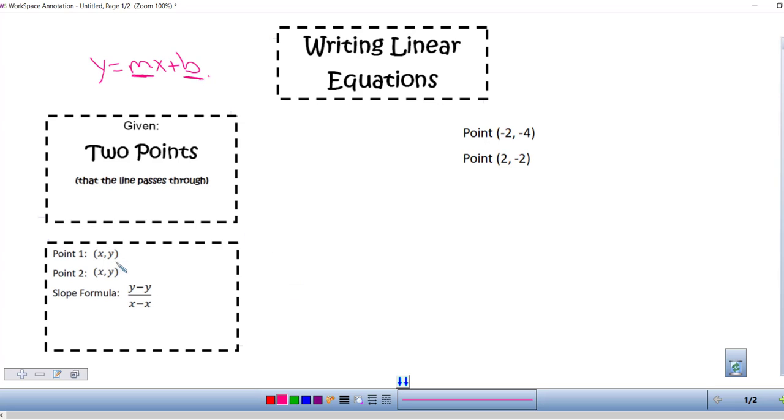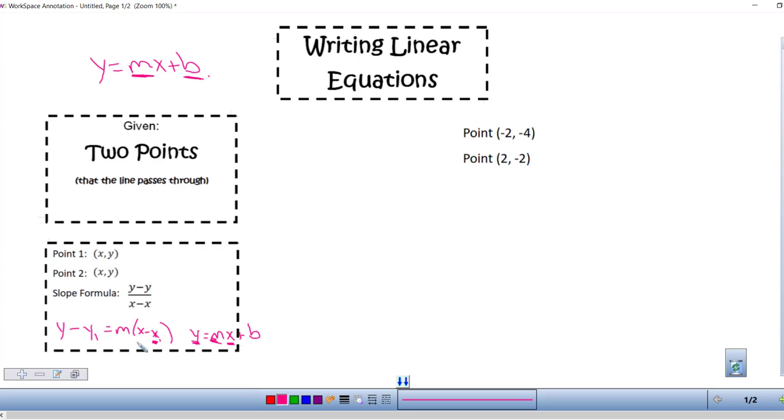So we have our 2 points. Remember, it's always x and then y. And our slope formula, we found slope before, so this isn't new. Y minus y, x minus x. And then we can either use point slope form, which is y minus y1 equals m times x minus x1, or we can use the y equals mx plus b, plugging in to solve for b.